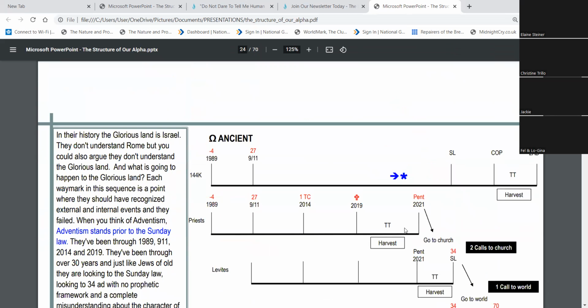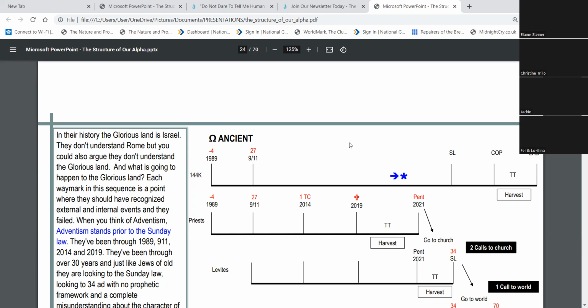In their history, the glorious land is Israel. They don't understand Rome, but you could also argue they don't understand the glorious land. And what is going to happen to the glorious land? Each waymark in this sequence is a point where they should have recognized external and internal events, and they failed.